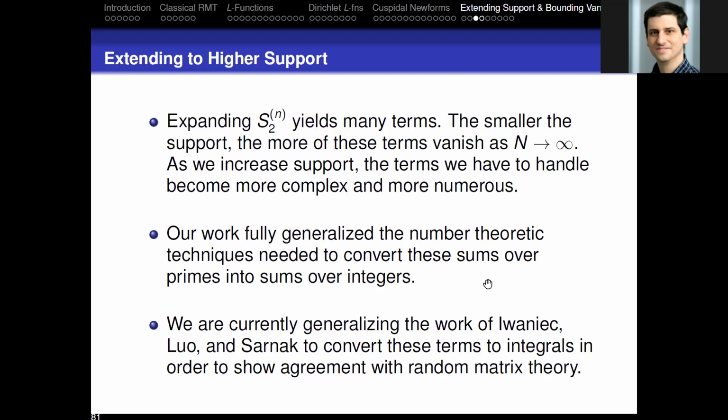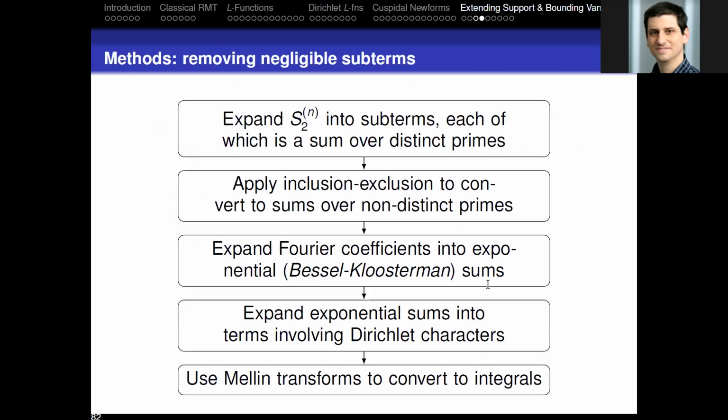And so you start to see that there's more and more things that can contribute, and that's what makes things so challenging. Next slide. And so this is just a little outline as to what we're doing. We expand our sum into various subterms. We apply inclusion-exclusion. We expand the Fourier coefficients, the Bessel-Kloosterman terms. We expand the exponential sums using Dirichlet characters, similar to what Bhubaneswar did. Then we use Mellin transforms to convert these integrals, and then just pray that we can do the number theory. Next slide.